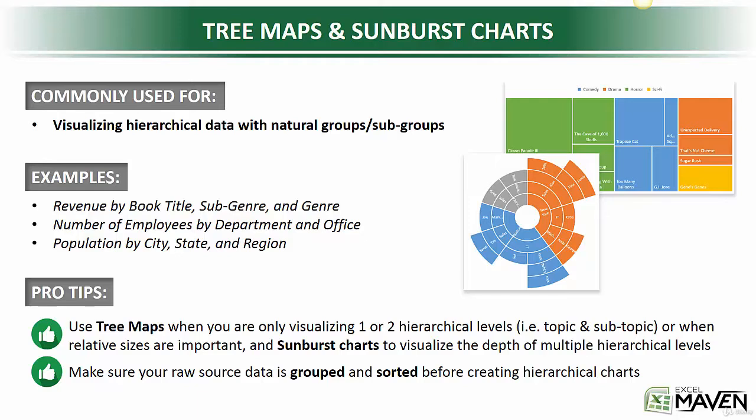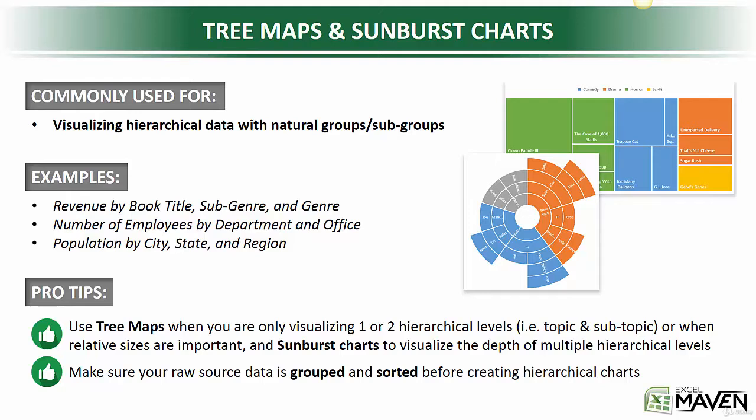So some examples might be if you want to look at relative revenue by book title, organized by genre and subgenre, or look at the number of employees by department by office, or population by city, state, and region. All of these example data sets have natural groupings and subgroupings.